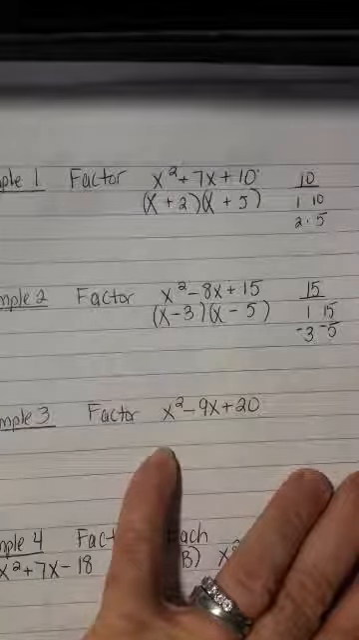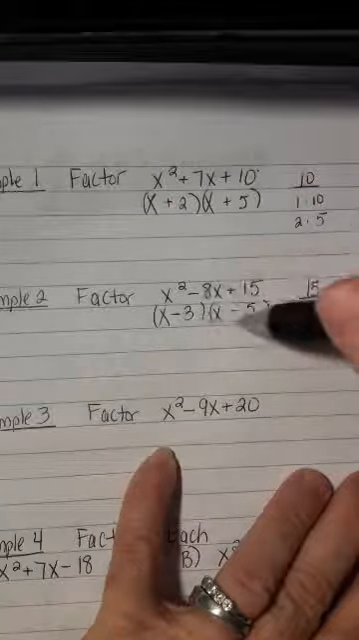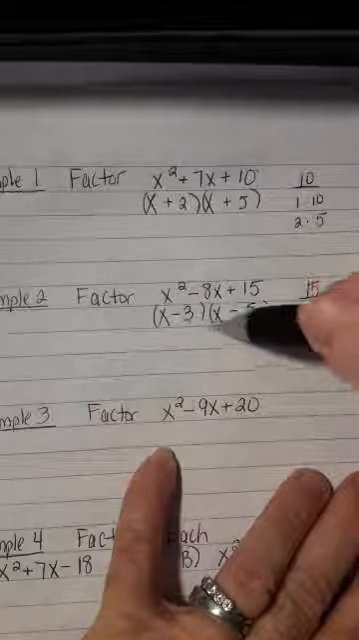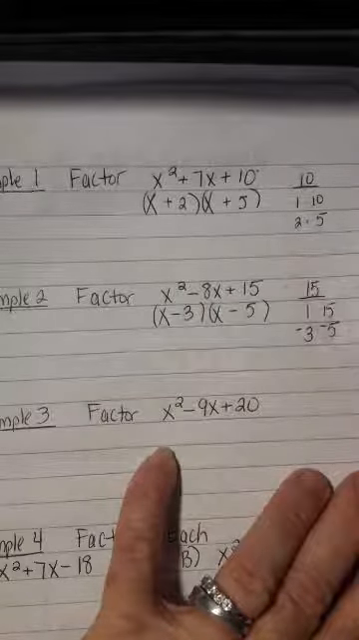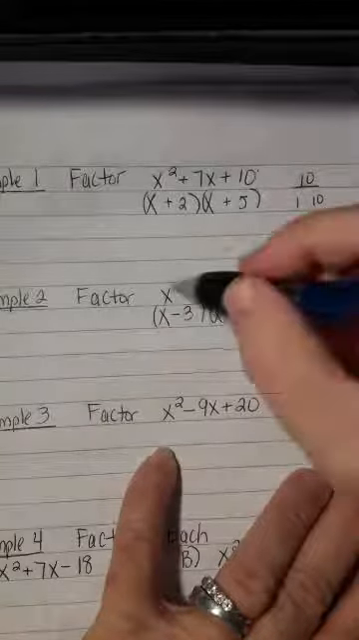Again, if you wanted to check, you just take these two parentheses and you use the FOIL method and multiply them together, like we did in the review at the beginning of the video. And this is the trinomial that you'll get for your answer.